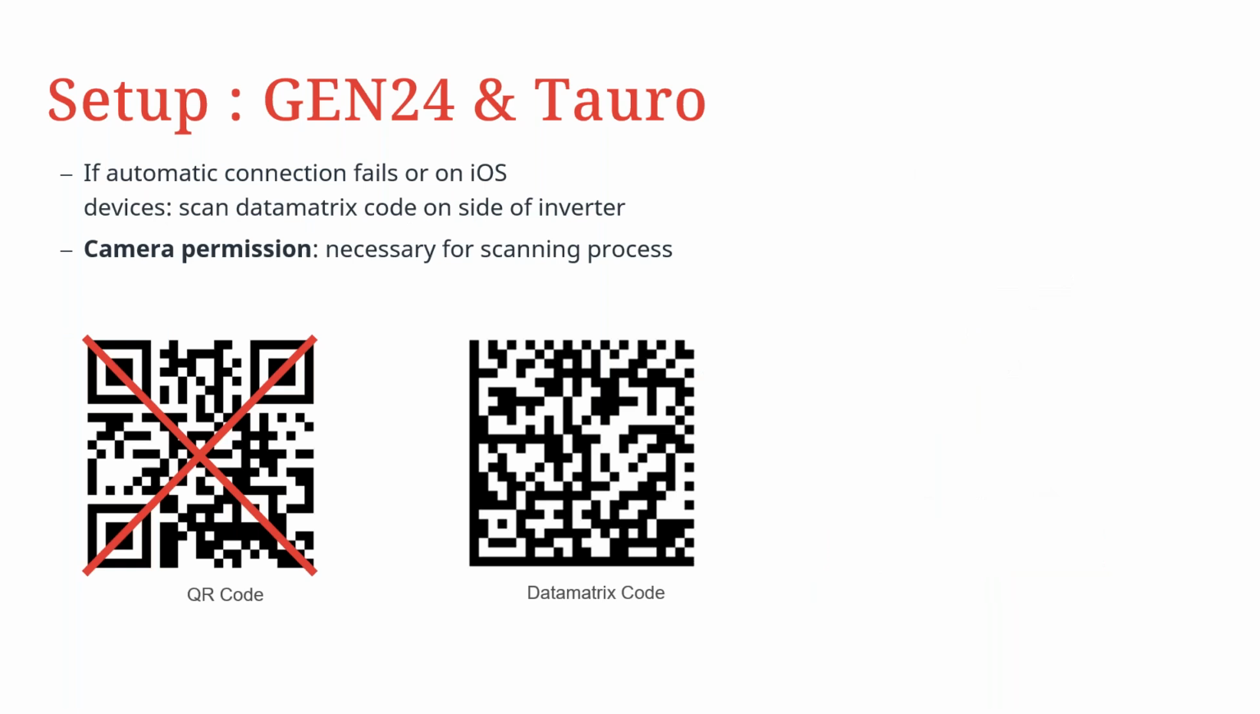If automatic connection fails or on an iOS device, you can scan the data matrix code on the side of the inverter to then boot you into the commissioning process. Again, this is why the camera permission is necessary for scanning purposes of the data matrix code.